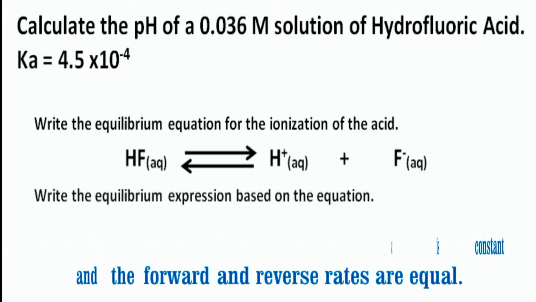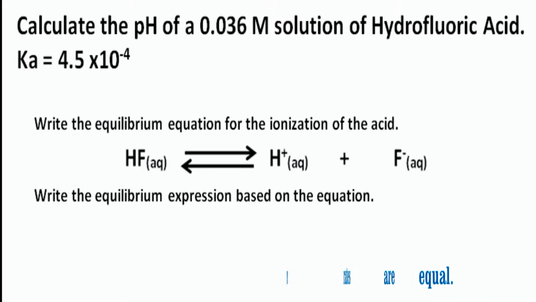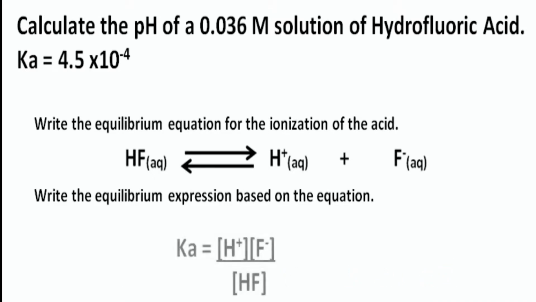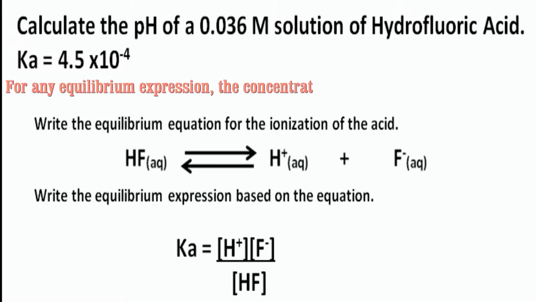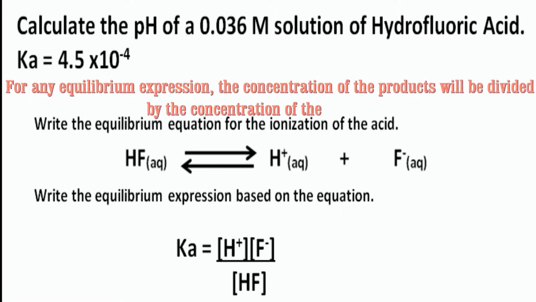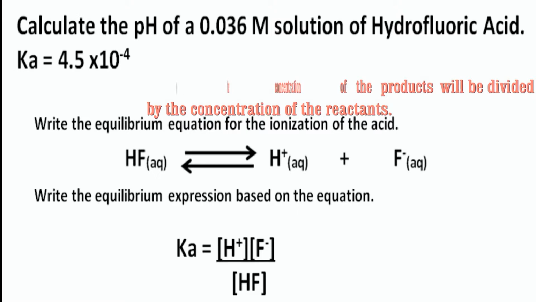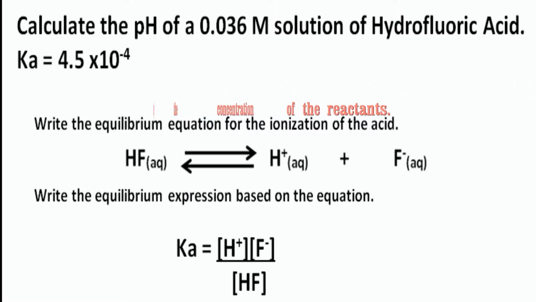The next step is to write an equilibrium expression based on the equation. The equilibrium expression is written as Ka is equal to the concentration of hydrogen ion times the concentration of fluoride ion divided by the concentration of hydrofluoric acid. Remember, in an equilibrium expression, the concentration of the products are always divided by the concentration of the reactant.